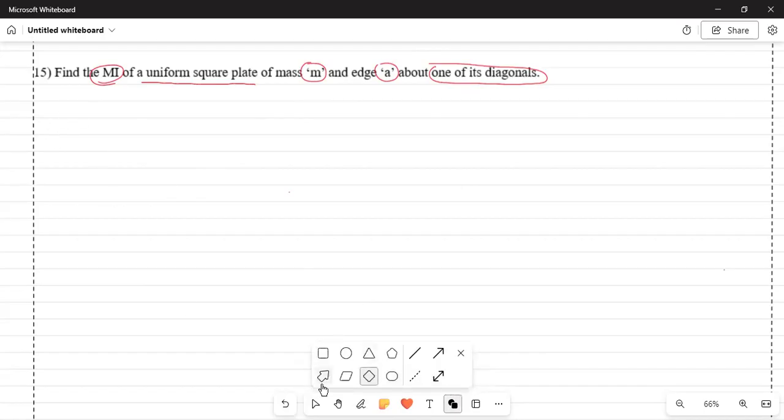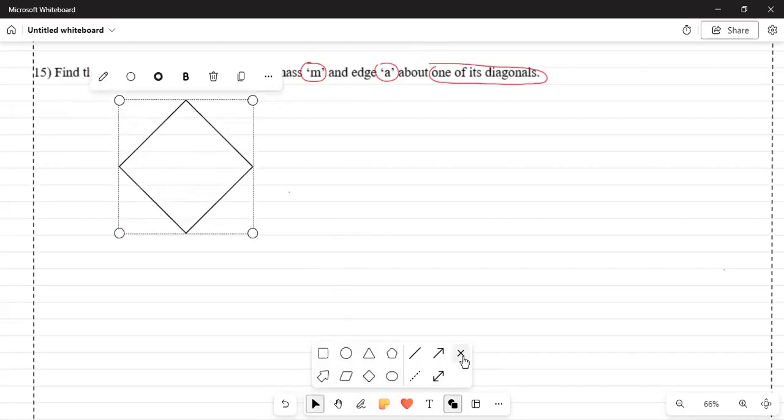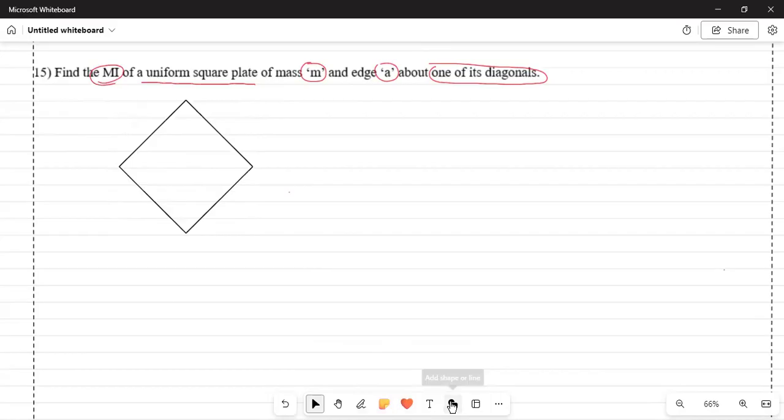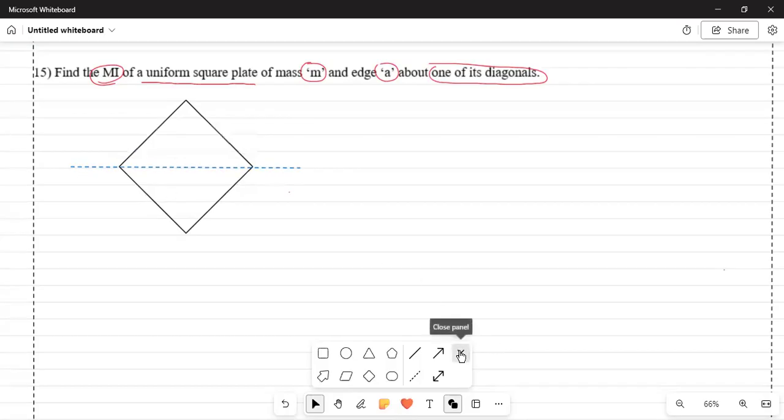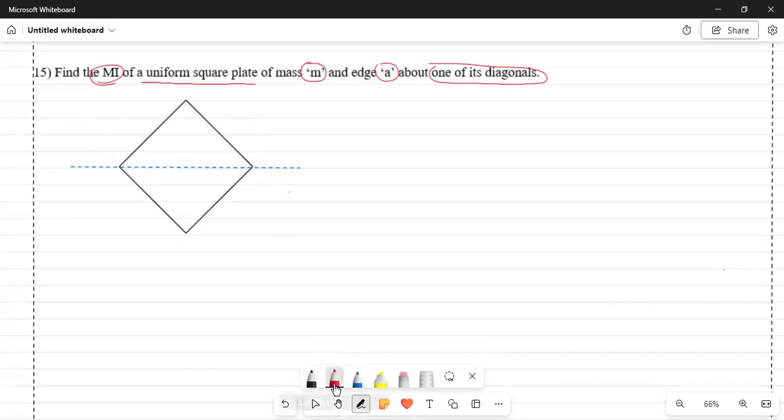So it's a square plate. Let's take a square plate here, a little bigger so that you understand it properly. So this is a square plate, and we have to find out its rotation about its diagonal. So this is perfectly a diagonal. The body is rotating about its diagonal, so the diagonal is the axis.